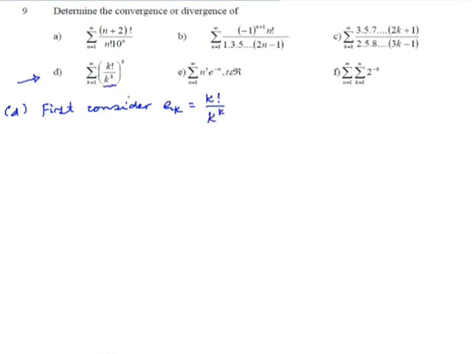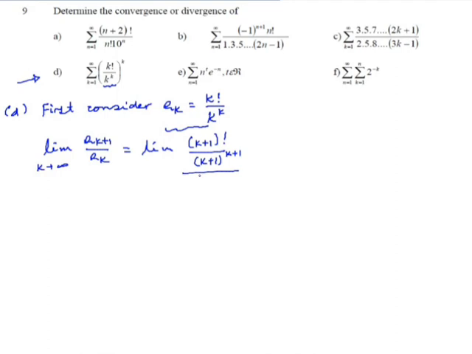Here we will apply the ratio test to see what this term looks like. So use the ratio test to determine how the sequence is behaving. So the limit of the k plus 1's term by the k's term as k approaches infinity. This becomes k plus 1 factorial over k plus 1 to the power of k plus 1, over k factorial over k to the power of k, as k approaches infinity.